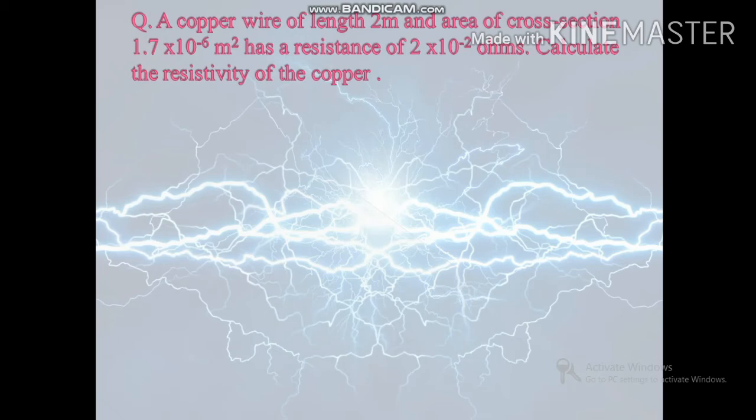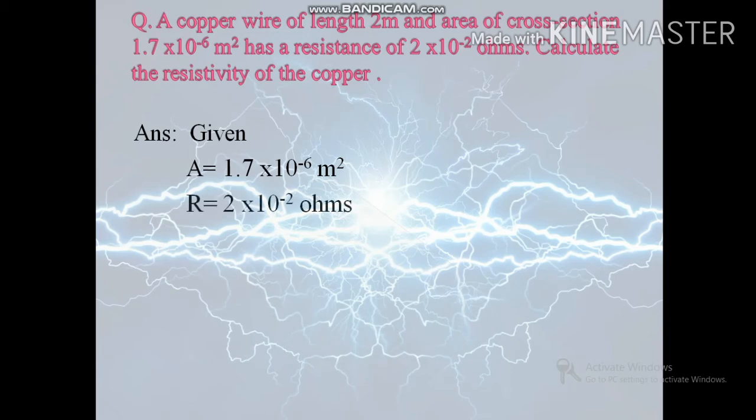So there is a numerical. A copper wire of length 2 meter and area of cross section 1.7 into 10 to the power minus 6 meter square has a resistance of 2 into 10 to the power minus 2 ohms. Calculate the resistivity of the copper. So here the length of the wire, area of cross section and resistance are given, and we have to find out the resistivity of the material. So here the material is copper.